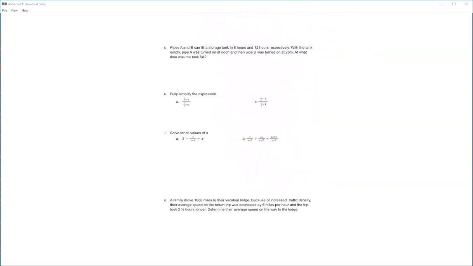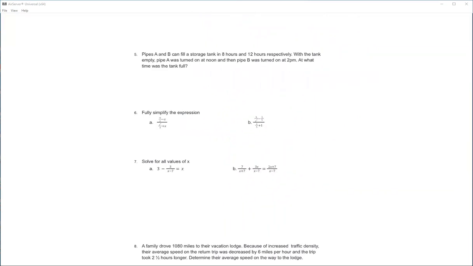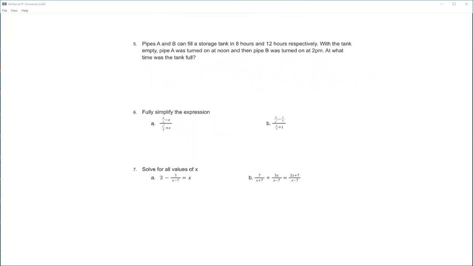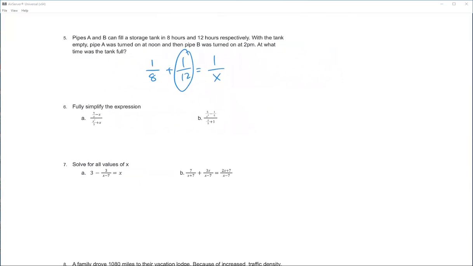All right, number 5, pipes A and B. So it's a little bit different. I think we did this problem together. Remember, this is 1/8 plus 1/12 equals 1/x. But in this case, pipe B starts 2 hours later, so you multiply the x just like we did the last problem, but we're going to subtract the 2 here because this is starting 2 hours later.